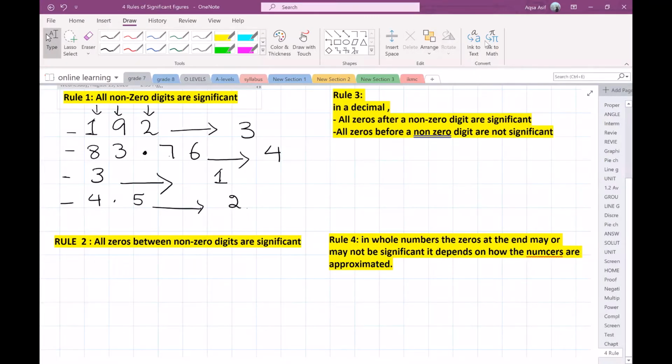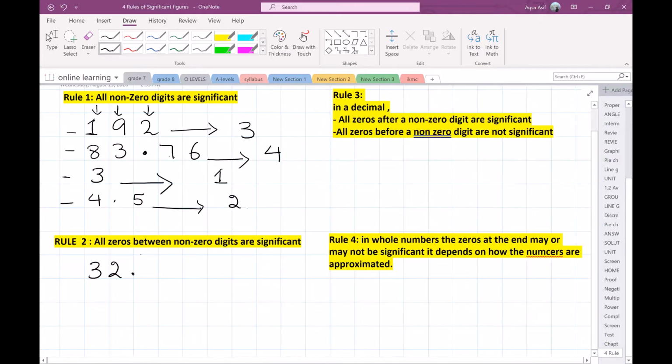All right, let's study rule number 2. Rule number 2 states that all zeros between non-zero digits are significant. Let me give you an example. If I have a digit 32.047, the rule states all zeros between non-zero digits are significant. These numbers are non-zero numbers, right? So this particular 0 is in between the non-zero numbers, so it will be added to the significant number.